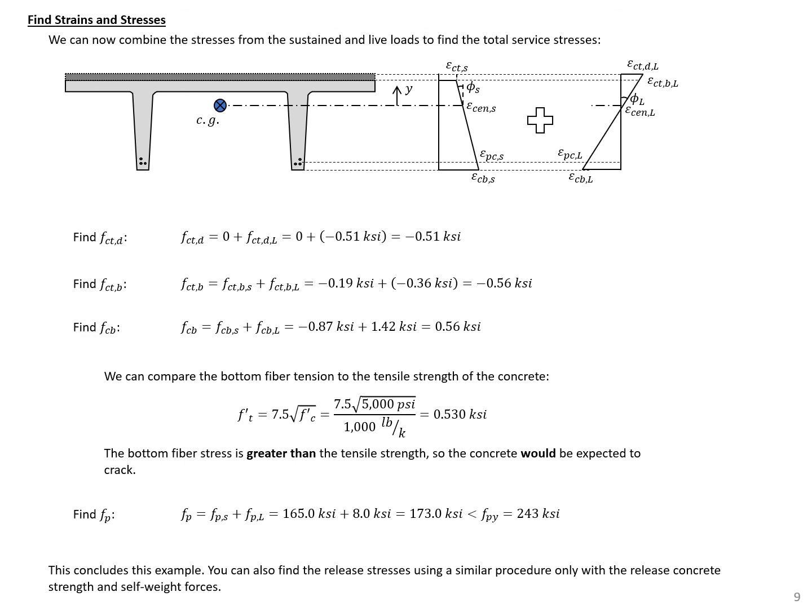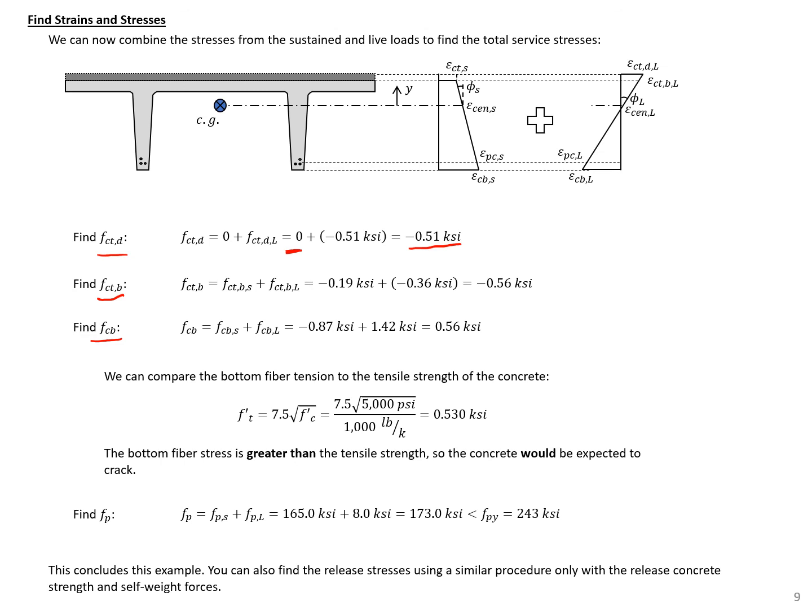Our last step is to combine all the stresses that we found. We can combine the stresses at the top of the deck, at the top of our precast beam, and at the bottom of the precast beam. We have no stress due to our sustained loads at the top of our deck because only our live loads are applied to our composite section. So we'll get a stress at the top of the deck equal to negative 0.51 KSI.